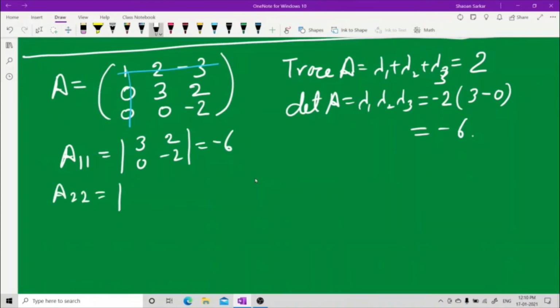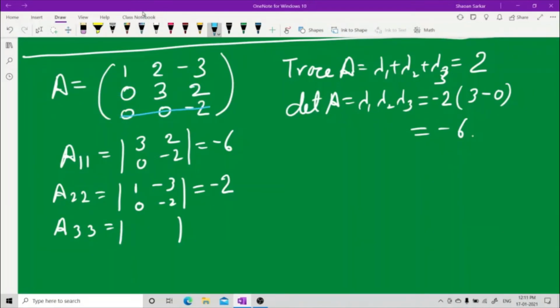A22: you will have to remove this line and this line, and now hide this and this. So now you will get 1, minus 3, 0, minus 2, so you will get minus 2. Now you will get A33. You will have to remove this, now hide this and hide this. This is 1, 2, 0, 3, and so you will get a 3 here.